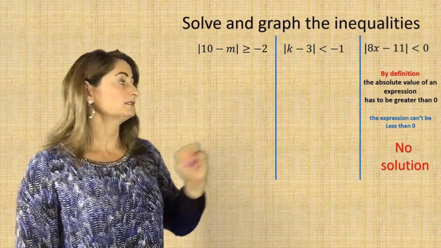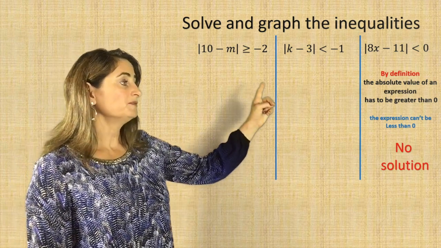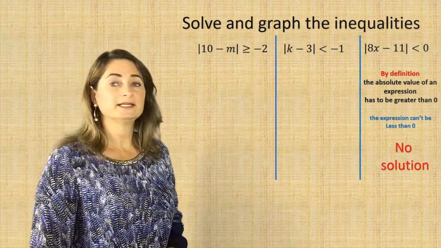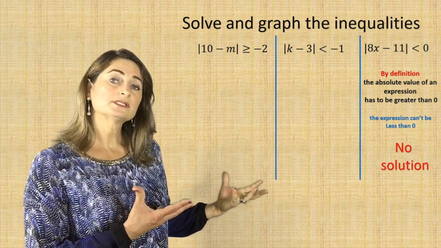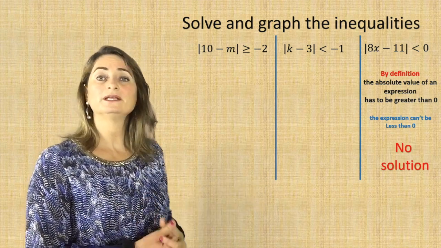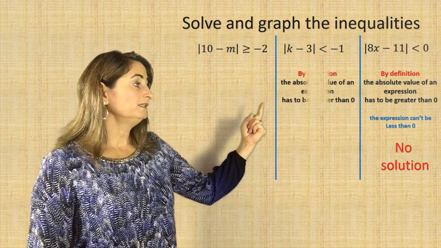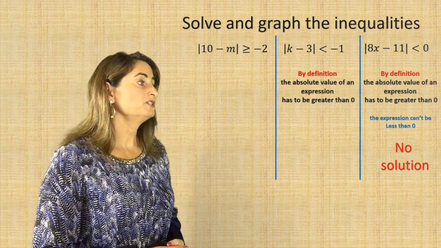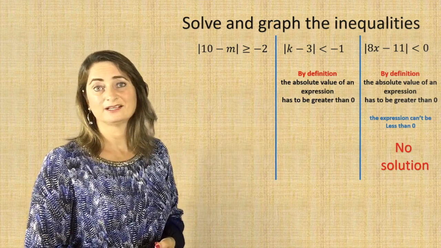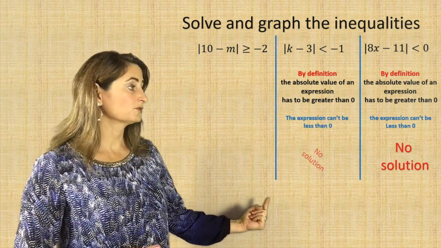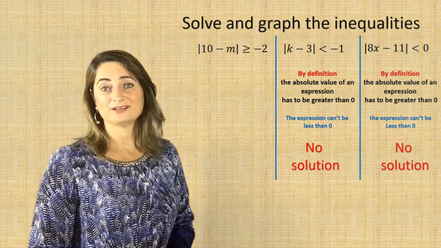No. Now let's start with the second one in the middle. The absolute value of k minus 3 less than -1. Again, all these numbers or that expression will be in the negative. By definition, the absolute value of an expression has to be greater than or equal to 0. And this is not greater than 0. That's less than -1. Therefore, no solution. And I also cannot graph it.